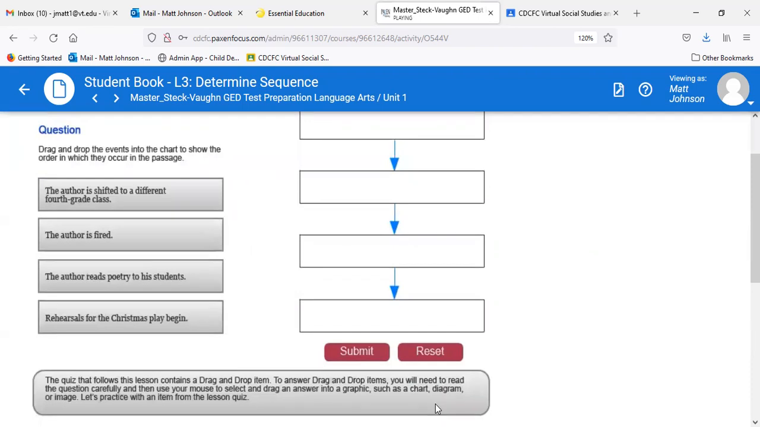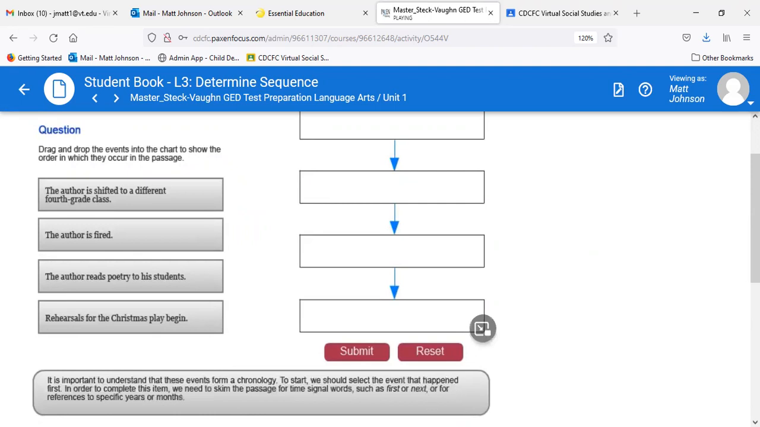The quiz that follows this lesson contains a drag and drop item. To answer drag and drop items, you will need to read the question carefully and then use your mouse to select and drag an answer into a graphic, such as a chart, diagram, or image. Let's practice with an item from the lesson quiz. This question asks you to drag and drop the events into the chart to show the order in which they occur in the passage.